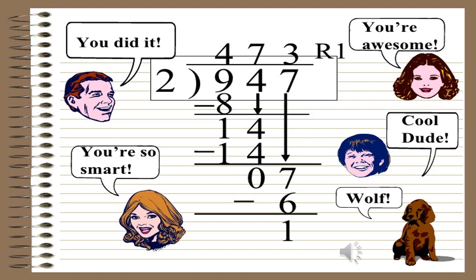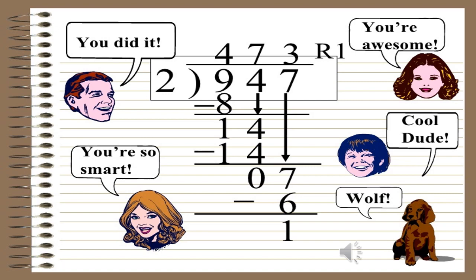Ask yourself, how many 2's do you need to make 9 or almost 9? 4 2's. So 2 times 4 equals 8. I place the 8 under the 9 and I subtract. 9 minus 8 equals 1. Now I move on to the next digit of the dividend. I should bring it down next to the 1.